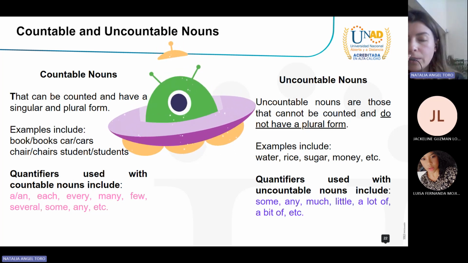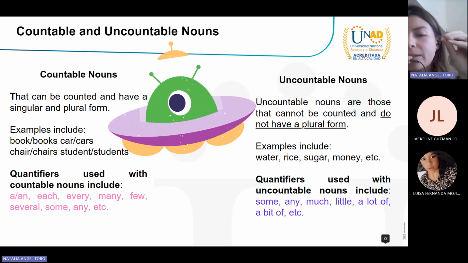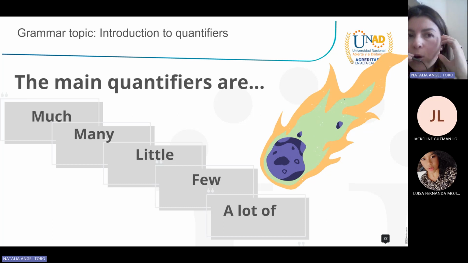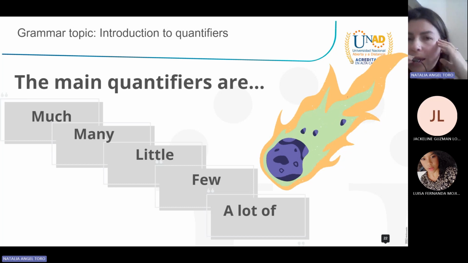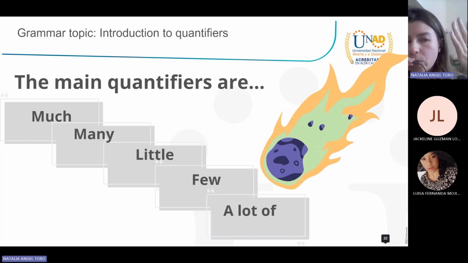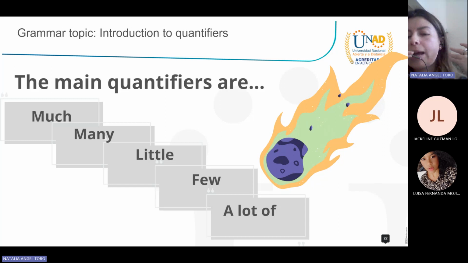So there are a lot of kinds or types of quantifiers, but today we are going to check just the main quantifiers, in order to match the level we are having here, that is elementary, as I said. So which ones are those main quantifiers? Much, many, little, few, and a lot of.